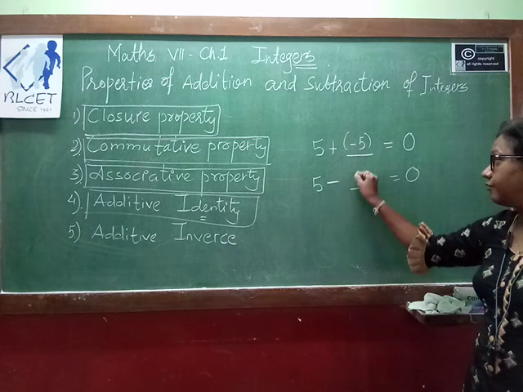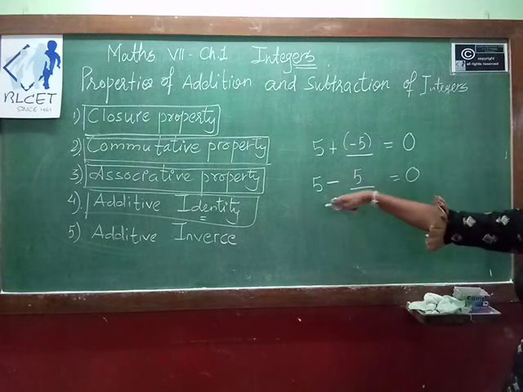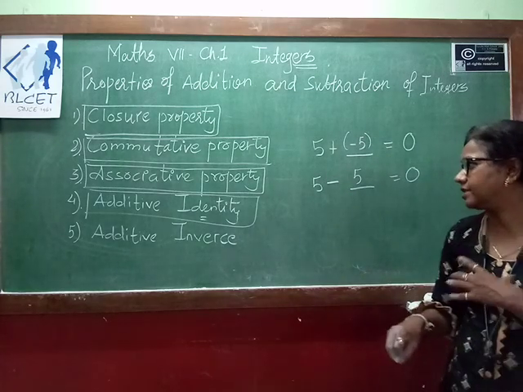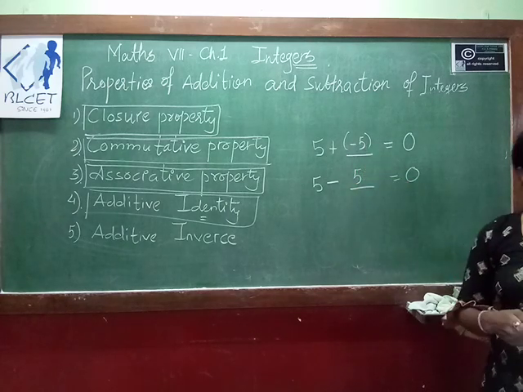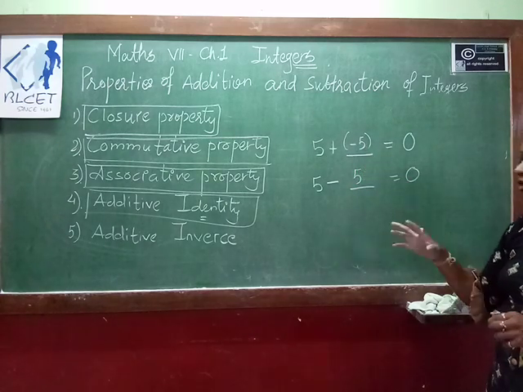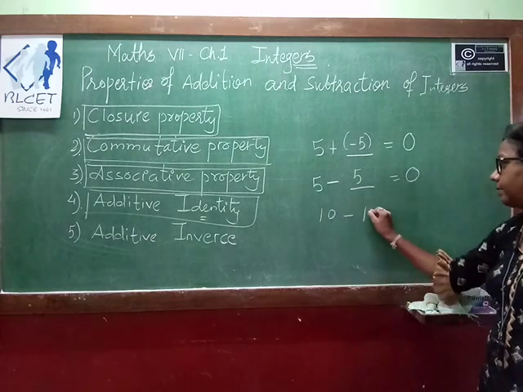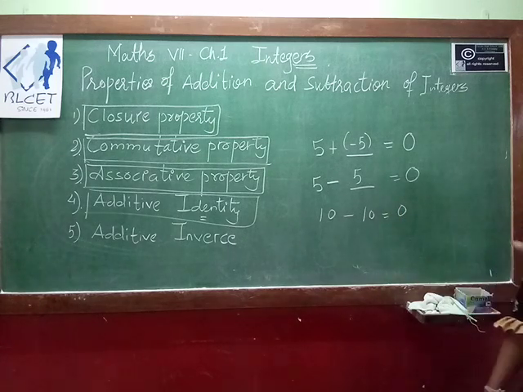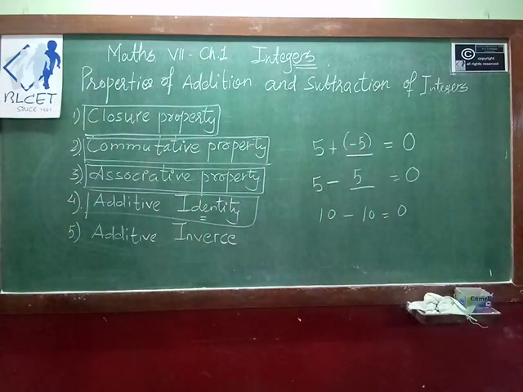And if you subtract 5 from 5, your answer is 0. So what can we say? 5 and minus 5 are both additive inverses of each other. Suppose you have 10. If you subtract 10 minus 10, your answer is 0. So 10 and minus 10 are both additive inverses. Okay, so this is all about the additive inverse. Next we will see multiplication. Thank you.